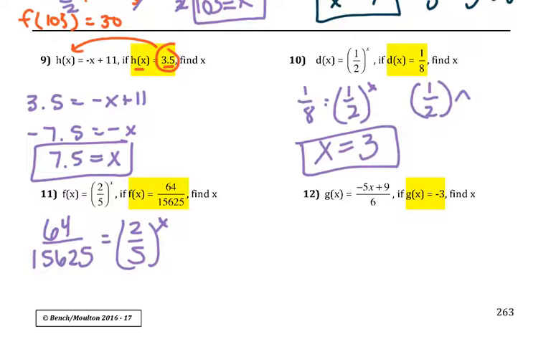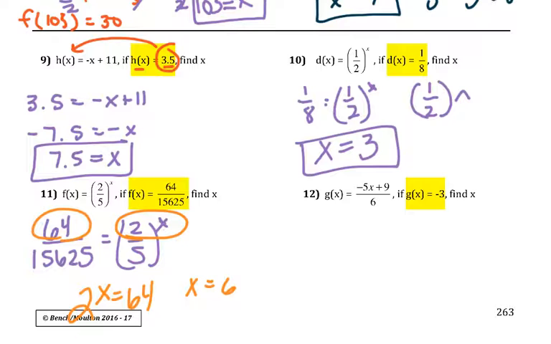So what you can do is try this. Try 2 to the x power until you get 64. So 2 to the first power, 2 to the second power, 2 to the third power. Find the one that works. The one that works for 2 to the x power equals 64 is 2 to the sixth power, so x would equal 6.